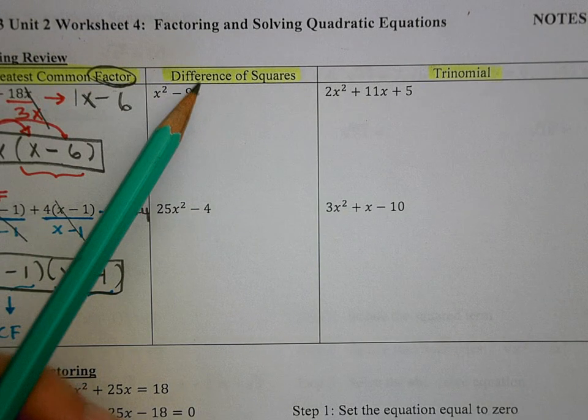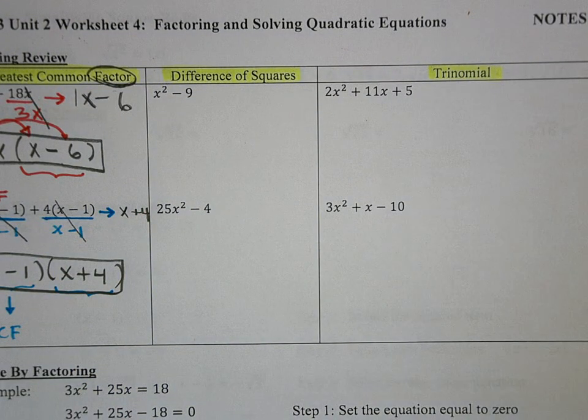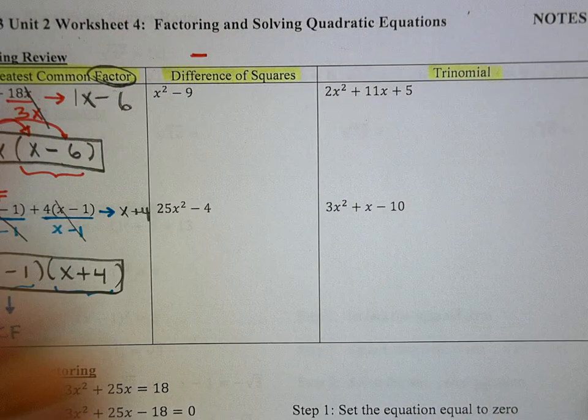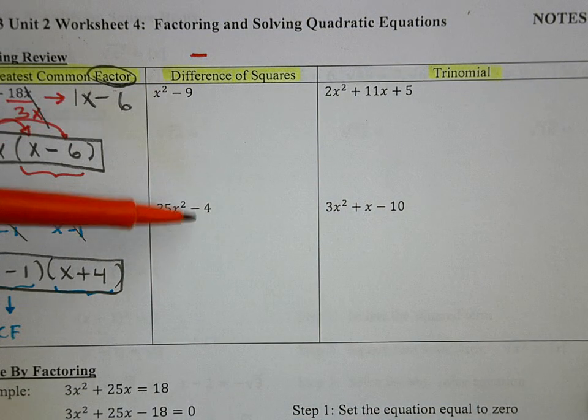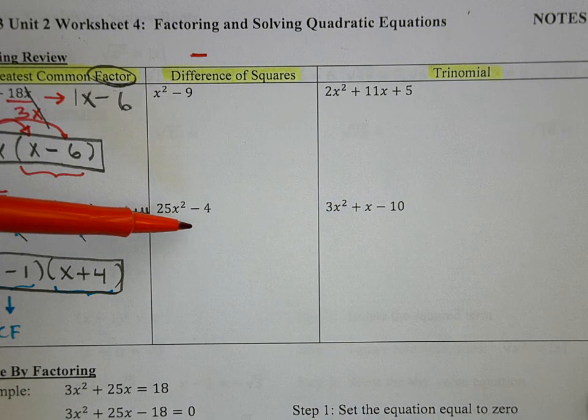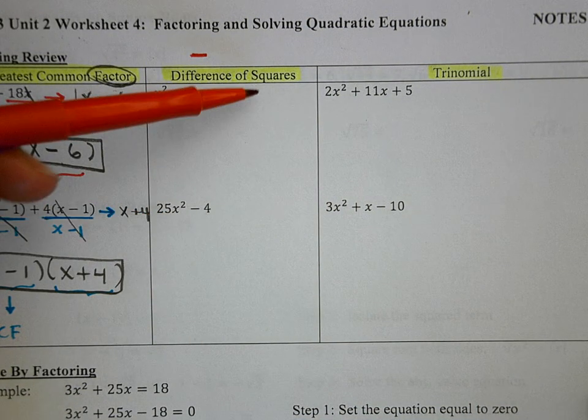So difference meaning it has to be a subtraction problem, right? So you're looking for a subtraction, and so these both have a subtraction in it, so that is a good first step. And then they have to be perfect squares.